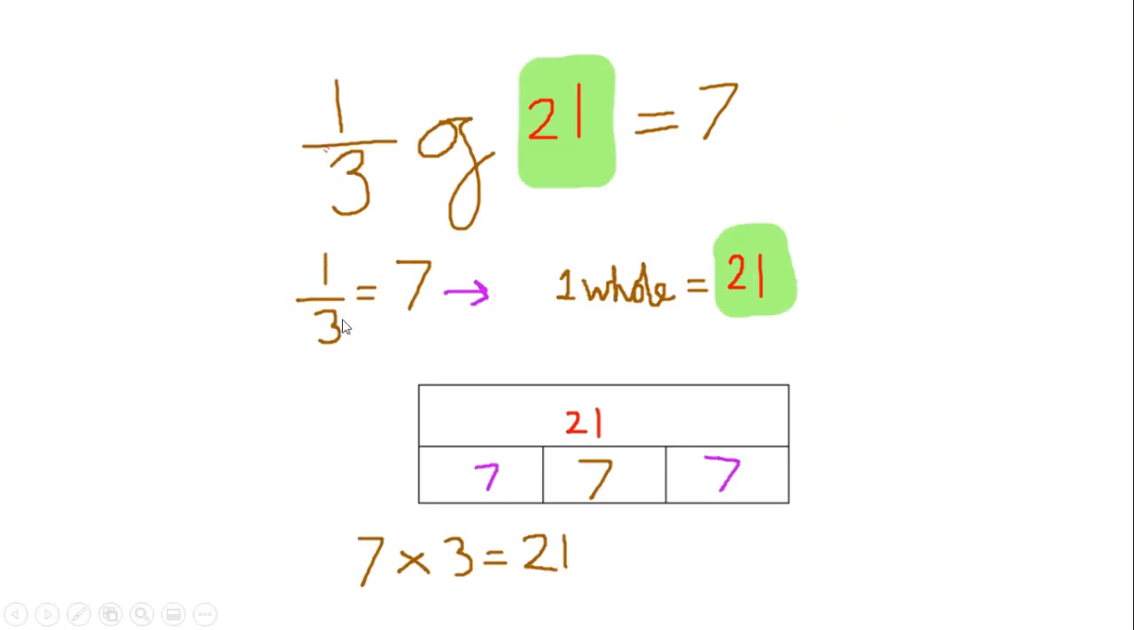The denominator tells me that there are 3 equal parts in the whole, so I've made my bar with 3 equal parts. If 1/3 is worth 7, then the other 2 parts will also be worth 7 each. So I did 7 multiplied by 3. So the whole is worth 21. I wonder if you got that right. It's a good skill to have.